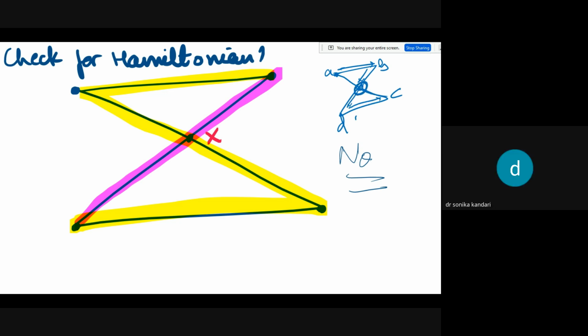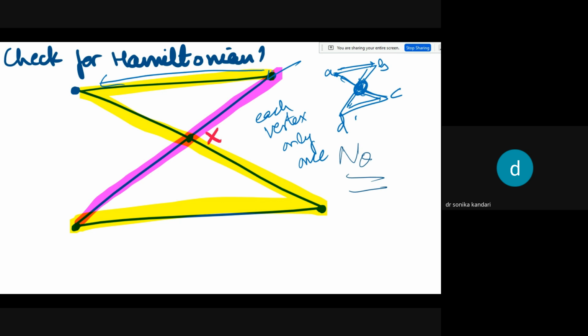There is a repetition. See, there is a repetition. So you have to cover each vertex only once. Suppose I start from here.